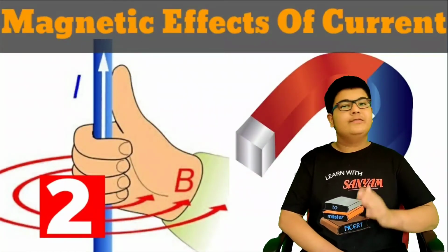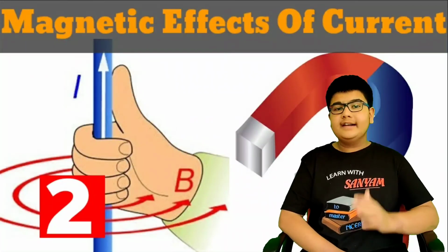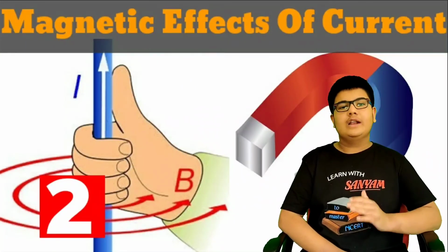So in this lecture, we learnt about different cases of magnetic field produced in a current carrying conductor. This was all about this lecture.